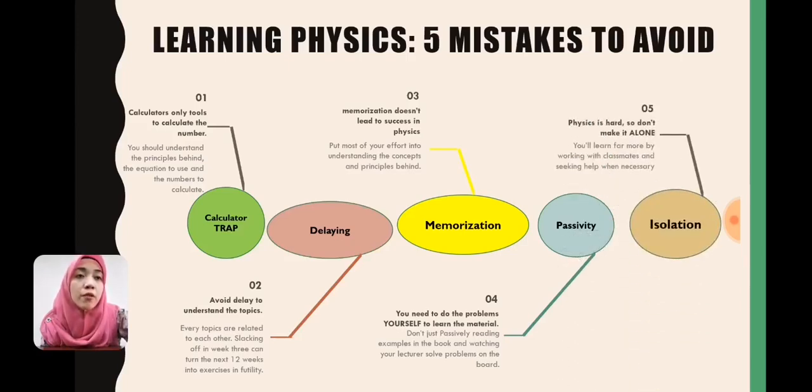Next, you should avoid isolation. You know that physics is hard, so please don't face it alone. You should learn to work with your classmates, seeking help from your lecturer, your tutor, and so on.